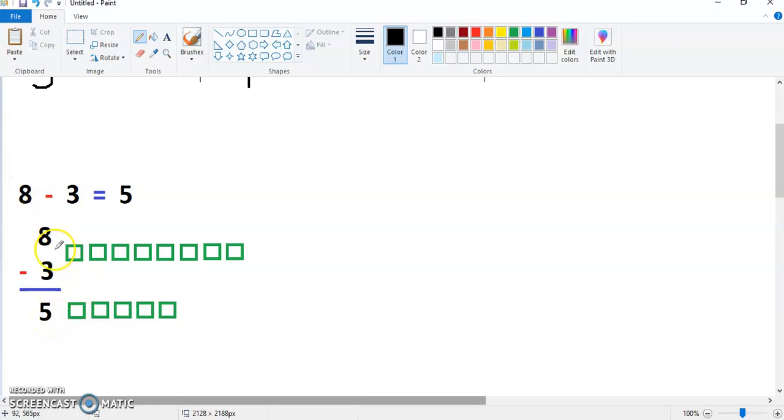So we're starting with 8. Both the problems show that. We're going to X out 3. Here we go. 1, 2, 3. Okay. And how many are left over? 1, 2, 3, 4, 5. And we see that down here. 1, 2, 3, 4, 5. So we know that 8 take away 3 equals 5 left over.